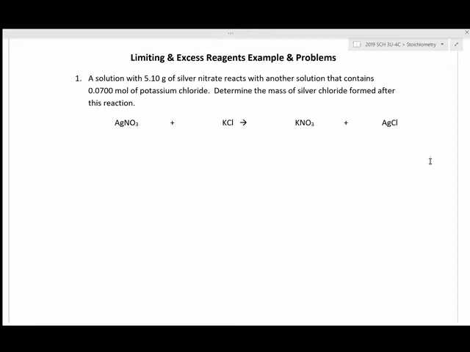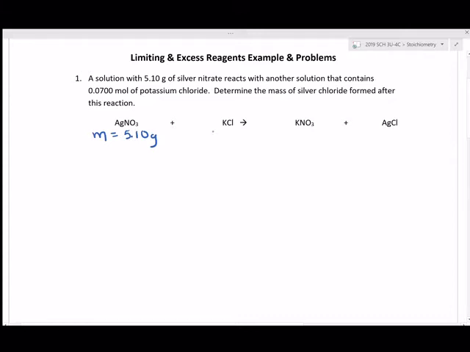So as I've mentioned before, I think the best thing you should do at first is organize your information under the appropriate columns. So for instance, silver nitrate, a solution with 5.10 grams of silver nitrate. So mass is 5.10 grams. We'll put it under that column so we don't get mixed up and start using that number with the wrong substance. It's going to react with a solution that contains 0.0700 moles of potassium chloride.